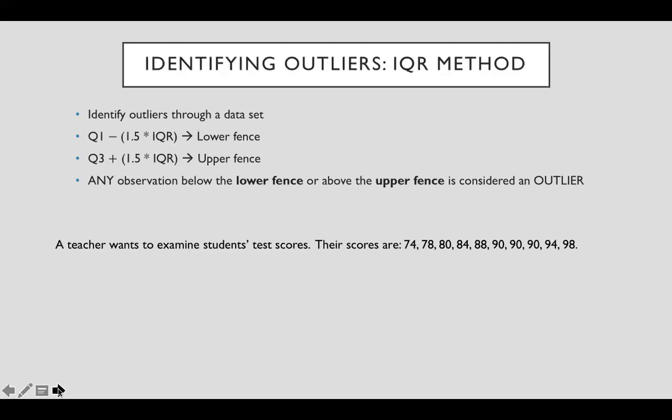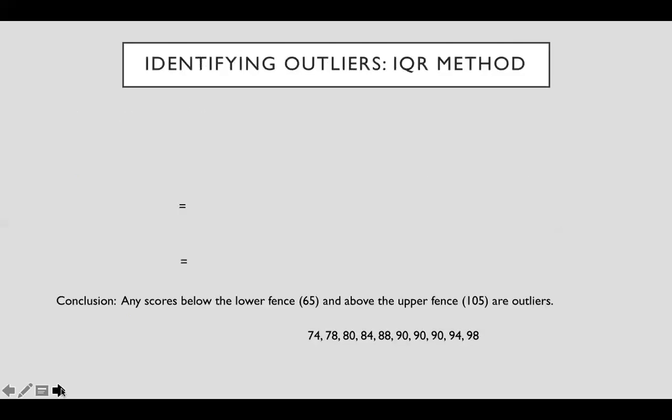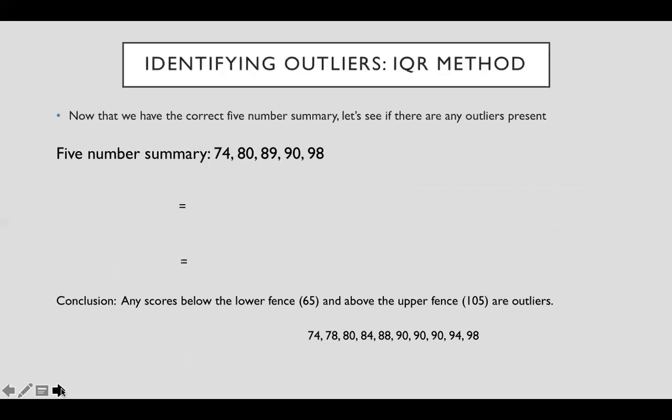So a teacher wants to examine test scores. Their test scores are below. You see that they're in range from smallest to largest. You see that B here represents the 5-number summary, so 74, 80, 89, and 90. And we're just going to calculate the lower and upper fences for this 5-number summary here. We can calculate an IQR by taking 90 minus 80. We get 10 as our IQR.